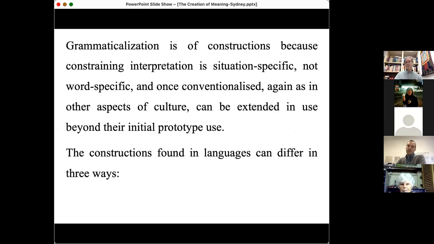Grammaticalization is of constructions because constraining interpretation is situation specific, not word specific. And once conventionalized, again, as in other aspects of culture, it can be extended in use beyond the initial prototype use. And this is one of the interesting things about construction: once you have a construction, and grammaticalization, I argue, is also just of construction, it can take on a life of its own, just like other things. So once I have the construction, I can use it for other things within language.